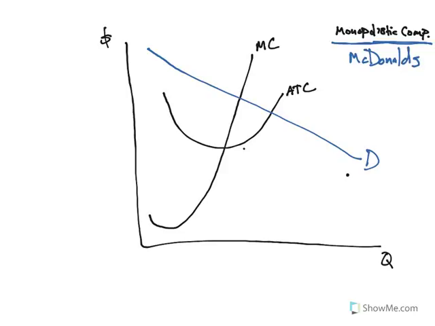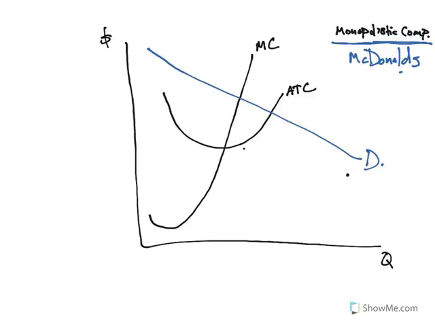So a good example is McDonald's. Thinking about the market for hamburgers, there are many sellers selling hamburgers out there, but if you want a Big Mac, there is only one place you can go. McDonald's has a monopoly on the Big Mac, even if they don't have the monopoly on hamburgers. So that's why they've got that downward sloping demand curve.